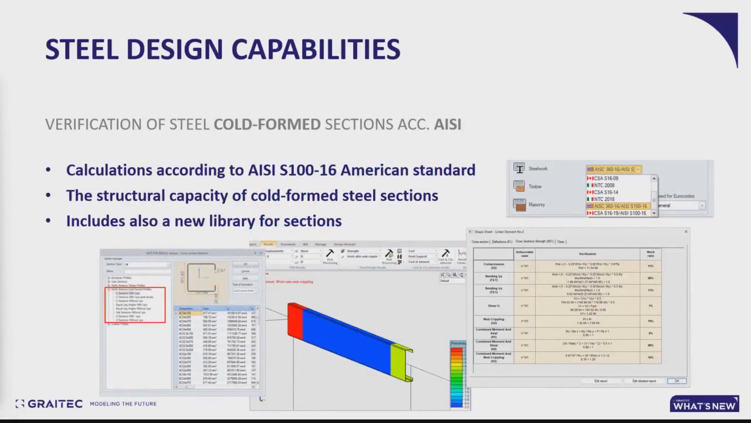For steel design, the first and really big novelty is a possibility to perform the verification of cold form steel profiles according to the American standard AISI S100. Calculation covers the structural capacity of the cold form steel sections. We can calculate cold form sections defined as parametrical sections, but also sections taken from the libraries.